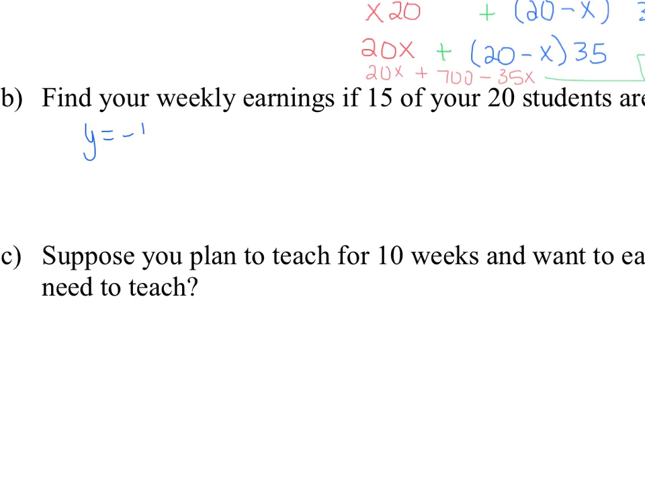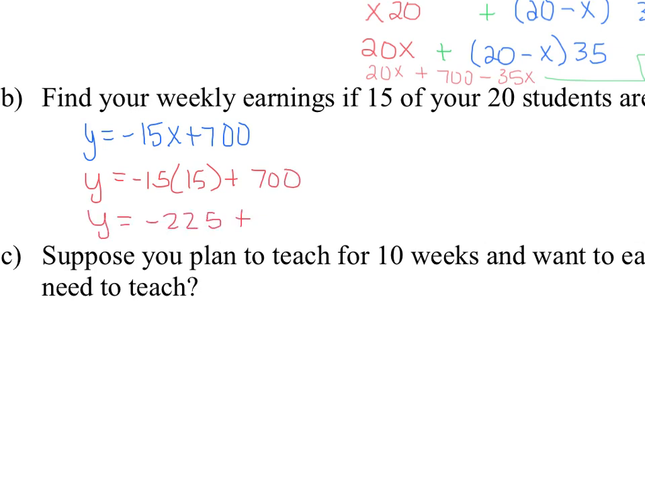Y equals negative 15x plus 700. And now it tells me that the number of beginners, which so far has been x, is actually 15. So instead of x, I'm going to replace it with 15. So I'm going to have y equals negative 15 times 15 plus 700. And that would be negative 225 plus 700.